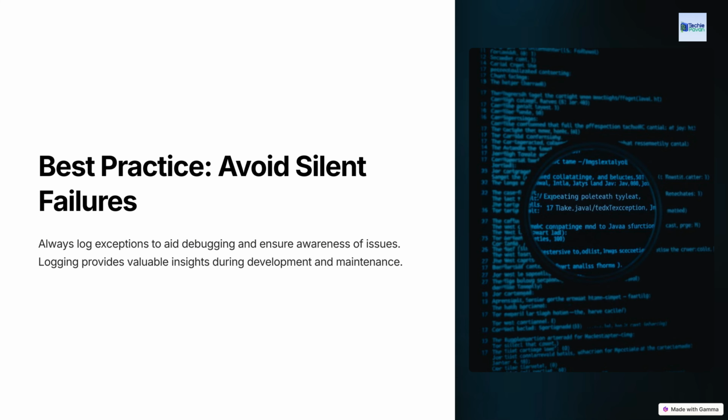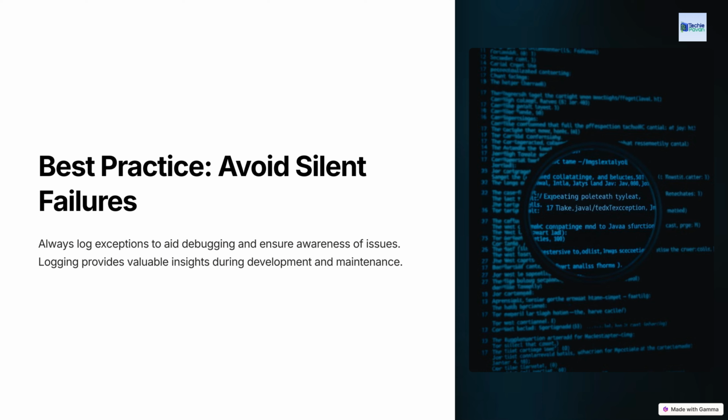Now that we have basic error handling techniques down, let's move on to some best practices that you can apply while working with streams. 1. Avoid silent failures. One of the biggest mistakes developers can make is silently swallowing exceptions. It's essential to always log exceptions, which helps during debugging and ensures that you're aware of any issues. For instance, in the previous example, we logged the number format exception. In an interview, this is a good point to discuss because logging is a critical part of robust error management.